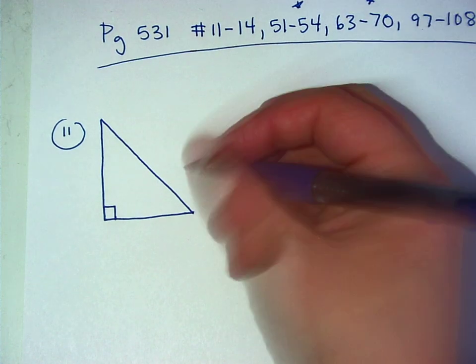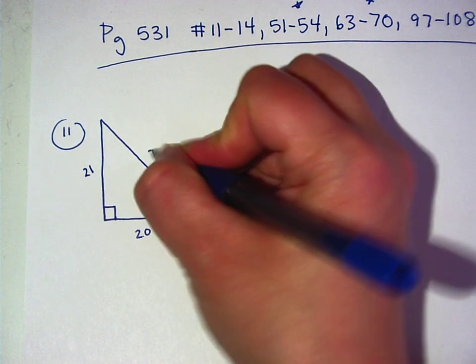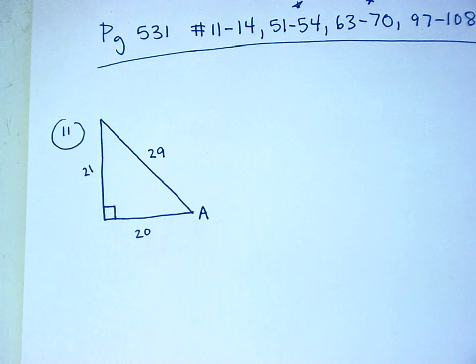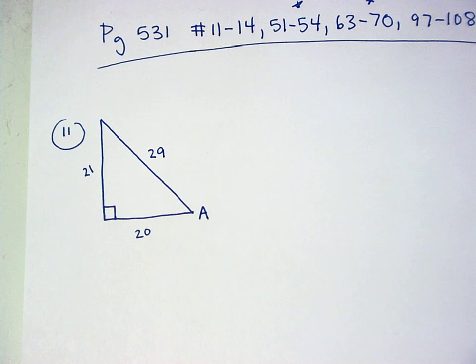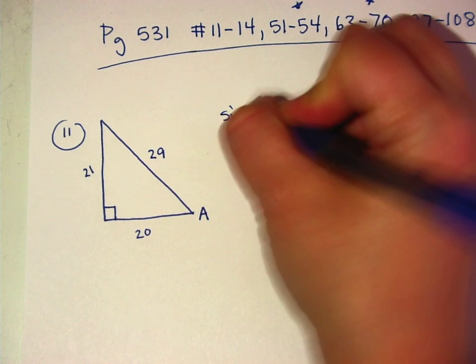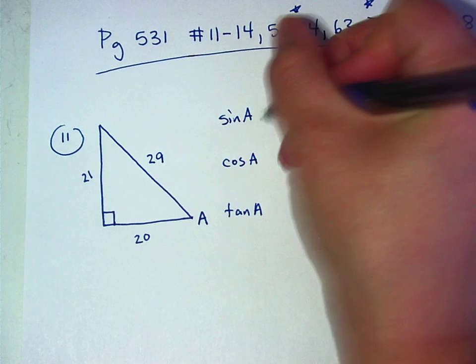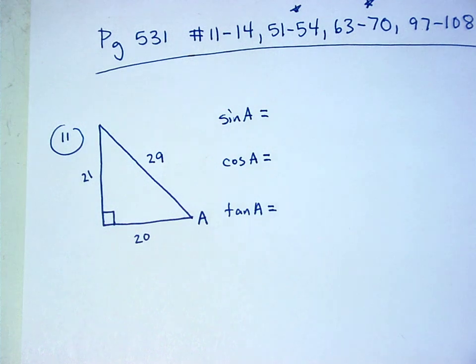This one's number 11. I'm just drawing what's in the book right now. All right, so number 11 says that it wants you to find the exact values or expressions for sine of A, cosine of A, and tangent of A. So this is the angle we're talking about. It matters what angle we're referencing. How do I find sine of A?